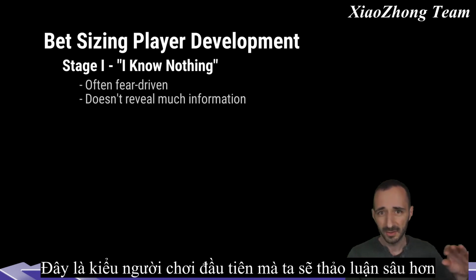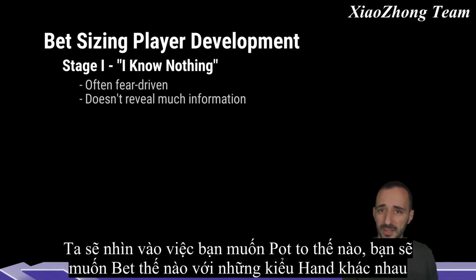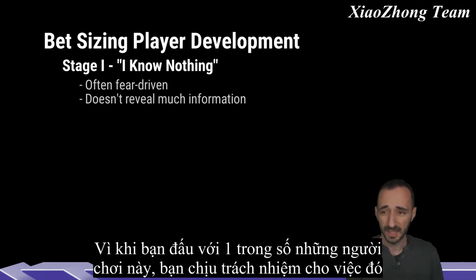So this is kind of the first player type that we're going to discuss more in depth. We'll look at how big do you want the pot, and in what order do you want bets to go on with different hand types, because when you play against one of these players, you're in charge of that.